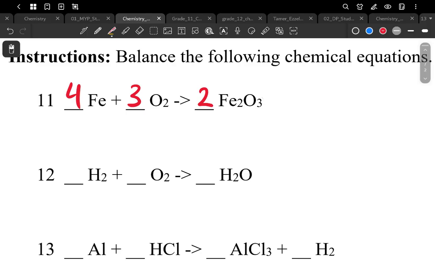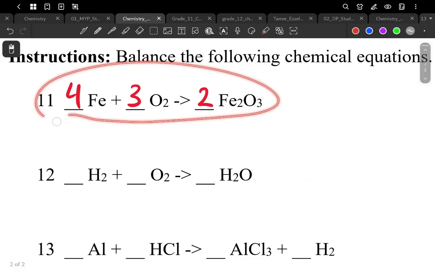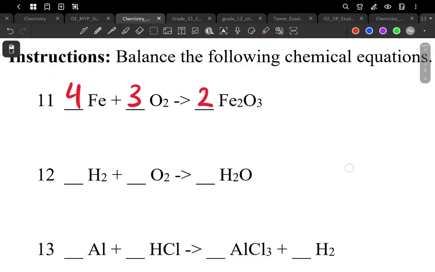This is my advice. Use a pencil at the beginning. Why? Because you could erase any of the coefficients that you write down in the equation in order to balance. Okay, and this is correct. You can erase it, you can change the numbers, because the final objective is to make it balanced.